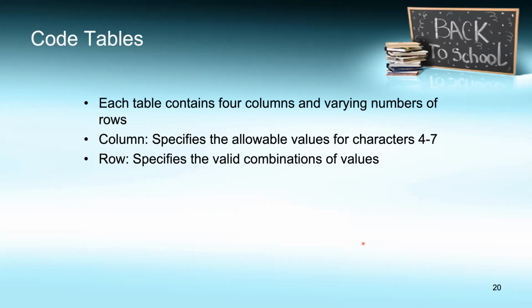Now the code tables, they will have the first 3 characters always up at the top in the top left-hand corner of the table. And then each table is going to have 4 columns and 1 or more rows. So the column is the character values. So you're going to have character 4, 5, 6, and 7 represented by the columns. And then the rows are your various combinations of values that you can use to build your code. So let's take a closer look at that.